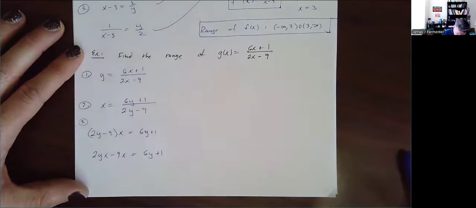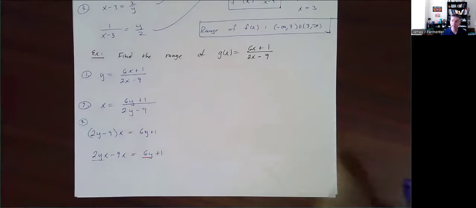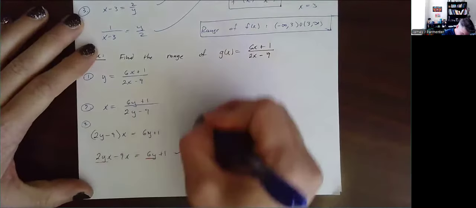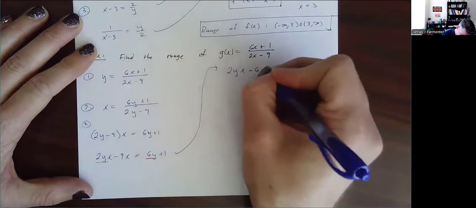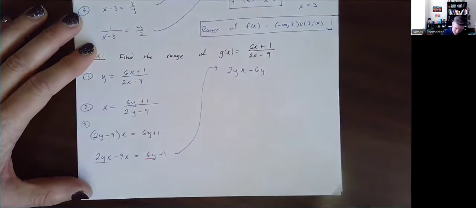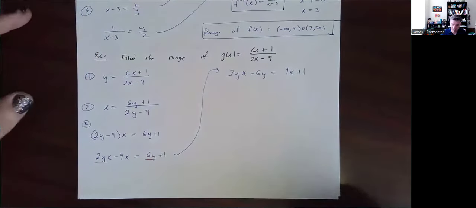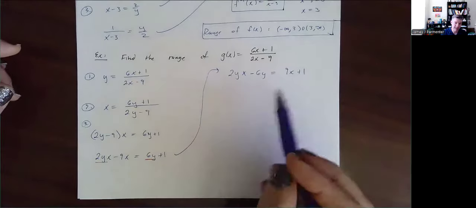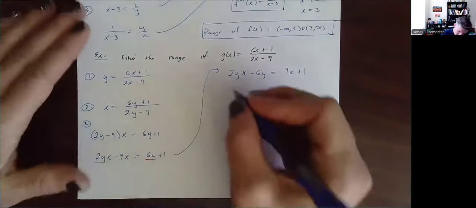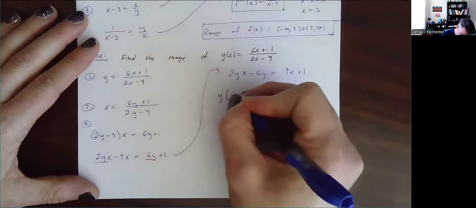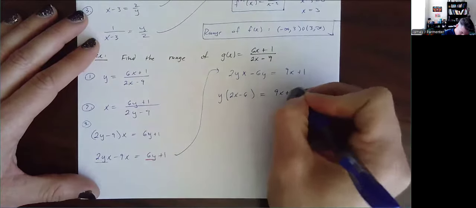We want to combine all the things that have y's on one side, all the things that don't have y's on the other side. So we're going to rewrite this as 2yx minus 6y, so subtracting 6y from both sides, equal to positive 9x plus 1, adding 9x to both sides. The reason we want to get all the y's on one side is so that if there's more than one y, we can then factor out a y from everything. So we're going to rewrite this as y times 2x minus 6 equal to 9x plus 1.